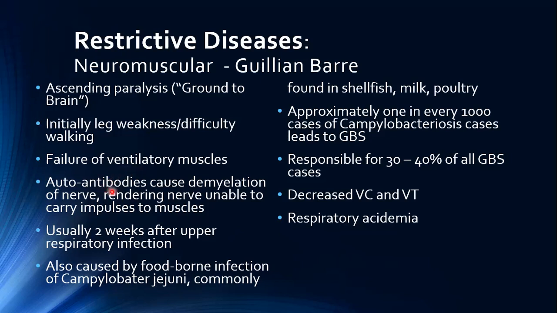Well, autoantibodies cause the demyelination of the nerve, okay? Autoantibodies. These are antibodies that start attacking yourself, like autoimmune system stuff. Well, autoantibodies will start attacking and eating away at the myelin. Like, what's wrong? Why are you doing that? It's a dysfunction. And they start eating away or causing demyelination of the nerve. That means making the nerve exposed, okay? That renders that nerve unable to carry impulses to the muscles. It can't send a message if it's not coated.